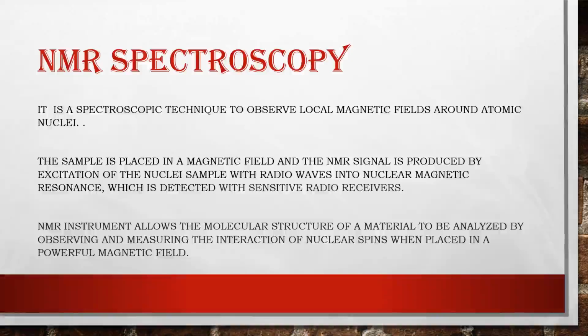NMR spectroscopy. It is a spectroscopic technique to observe local magnetic fields around atomic nuclei. The sample is placed in a magnetic field and the NMR signal is produced by excitation of the nuclei sample with radio waves into nuclear magnetic resonance, which is detected with sensitive radio receivers. An NMR instrument allows the molecular structure of a material to be analyzed by observing and measuring the interaction of nuclear spins when placed in a powerful magnetic field.